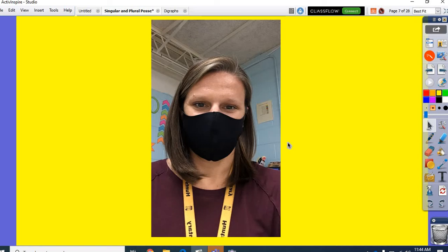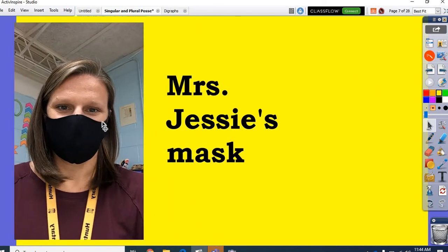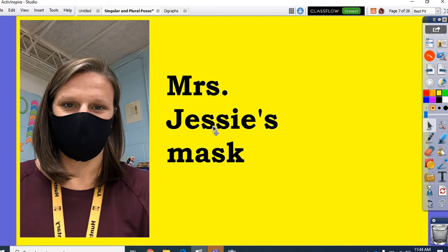And I notice in this picture that I have a mask on, like we all are getting used to wearing. And if I wanted to show that I own this mask, that Mrs. Jessie owns this mask, how would I write that? I could say Mrs. Jessie owns a mask. Or I could say Mrs. Jessie's mask. See how I made Mrs. Jessie a possessive noun. I put an apostrophe and an S to show that I own this mask, Mrs. Jessie's mask.